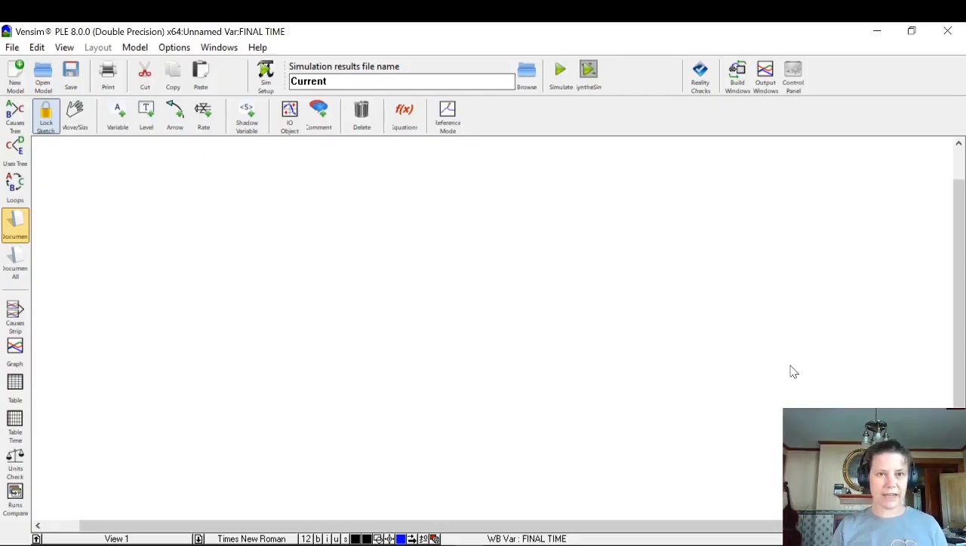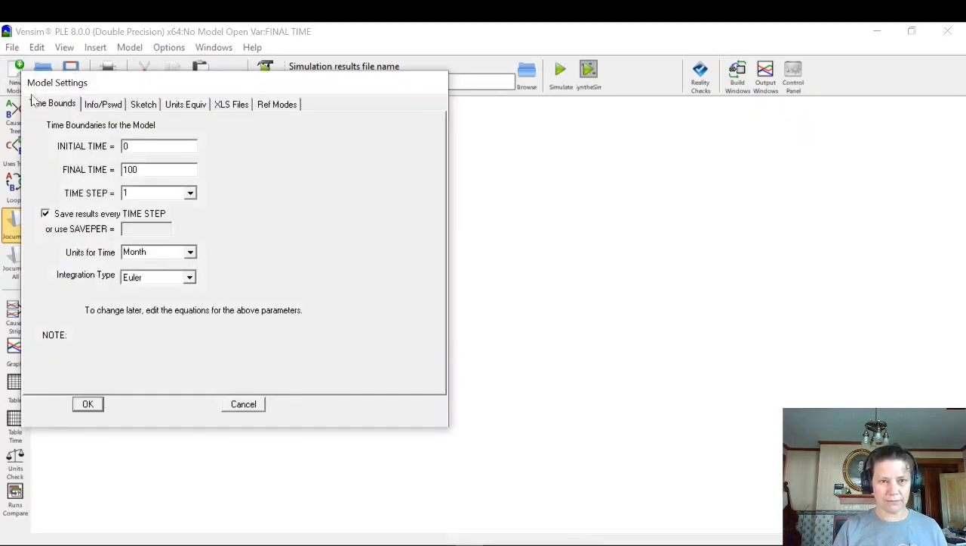Everybody, what we're going to do today is work on a worksheet for a more complicated model for population growth. And I'm going to help you go through a few things with VenSim just to make sure that everything is going on the same track as it would if you were in class with me. So we're going to create a new model.